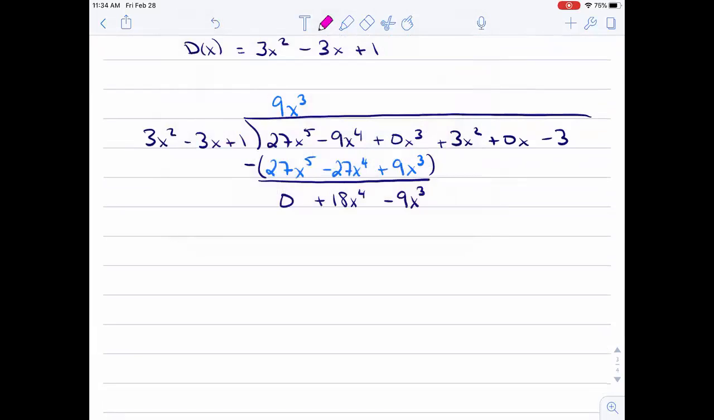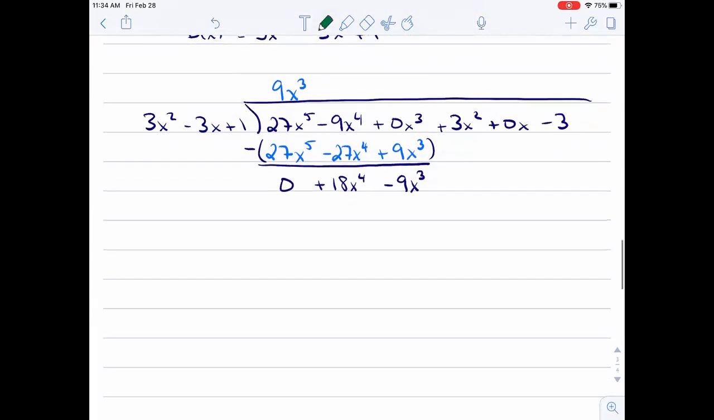I'll let you work away a little bit, but I'll keep going here. 18x to the 4 divided by 3x squared, so I get plus 6x squared. 6x squared times 3x squared is 18x to the 4, minus 18x to the 3 plus 6x squared.